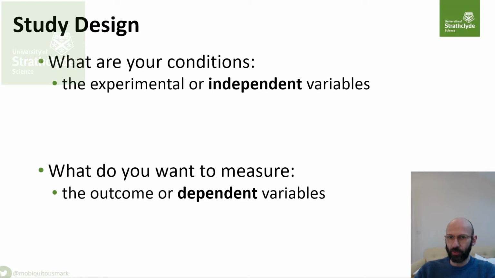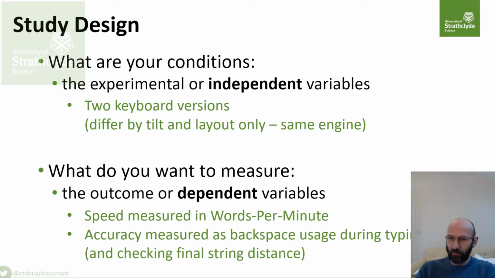So first thing you've got to decide whenever you're doing any experiment is what your conditions are. The experimental or independent variables they're sometimes called. In my case, there's two keyboard versions. They differ by tilt and layout only. Everything else is the same. So I've got standard and I've got tilting. Everything else is the same, including the prediction algorithm and the suggestion bars underneath. So there's no difference apart from that. That's really important because at the end of the study, if you found a difference, you want to be able to say it's because tilt is different from standard. It's not to do with any of the algorithms under the surface.